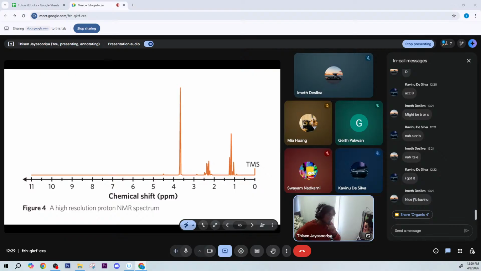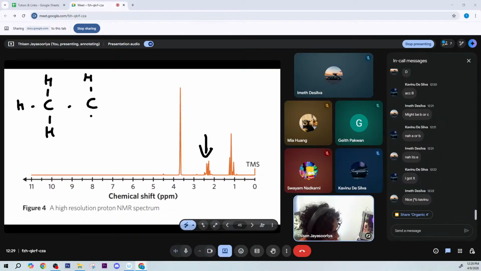So this is high resolution. High resolution has its differences. It basically shows the same pieces of information, but it has this thing called splitting. And splitting tells you how many hydrogens there are on adjacent carbons. So we have here H, H, H, C, H, H. Let's imagine we have this compound.